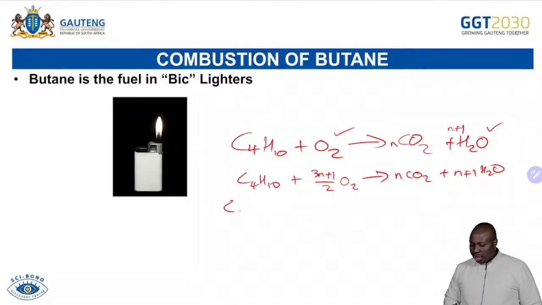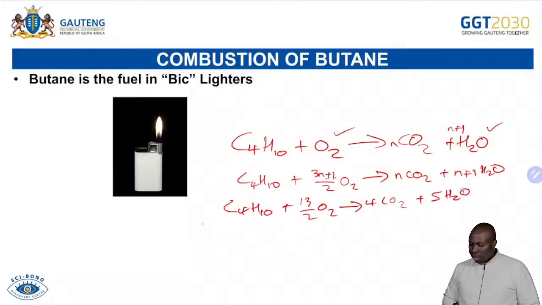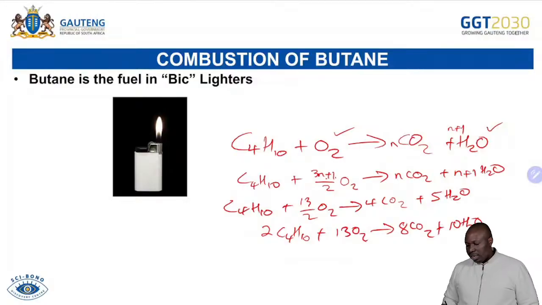So you're simply saying, okay, C4H10 plus, N is 4, 3 times 4 plus 1 gives you 13. So you're able to get 13 over 2 O2. N is 4, so CO2 is 4. N plus 1 is 4 plus 1, which is 5 water. And then you multiply the entire equation by 2 to get 2C4H10 plus 13O2, forming 8 carbon dioxide plus 10 water. And then that's it, you are able to balance that reaction.